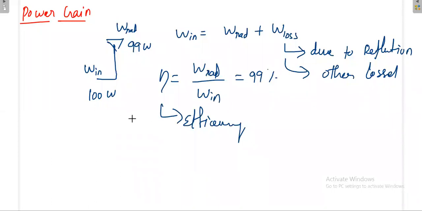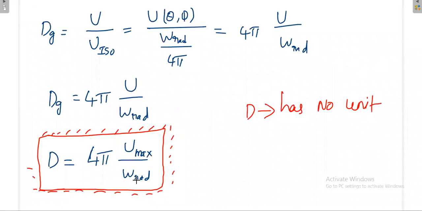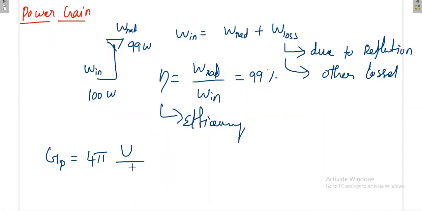Now there is a power gain. Already you know directive gain. For directive gain, you have 4 pi U in the numerator, and in the denominator you have W radiated. This is directivity. But now I will put some new notation. Instead of W radiated, I will put W in, because I can replace W radiated with eta into W in.